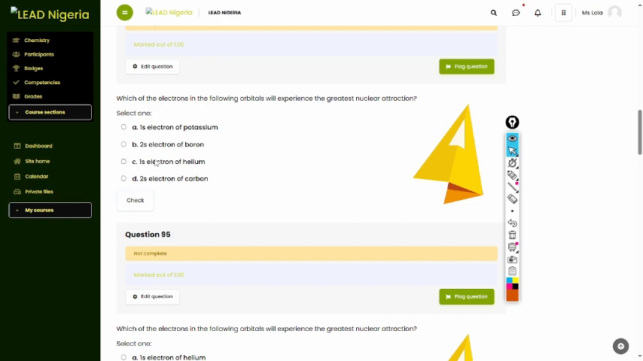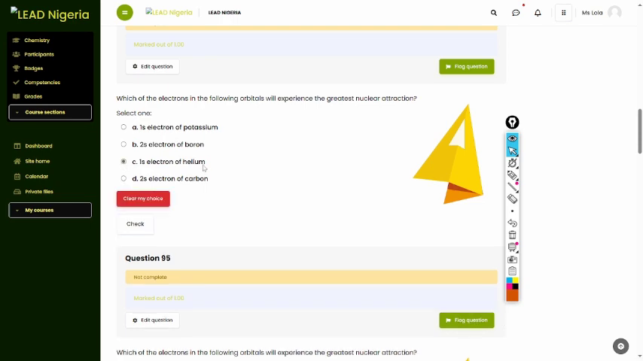is very close to the nucleus because helium is in period 1, so it only has 1 orbital, while potassium has 3 orbitals. Now, although we're referring to the 1s orbital, which is the first orbital, that of helium would experience more nuclear attraction because it only has one shell. And so all of the attraction from the nucleus is focused on the one shell. While for potassium, it has 3 shells, so it attracts the first, second, and third shell. So the first shell may not experience as much attraction as the first shell of helium. So the answer is C.